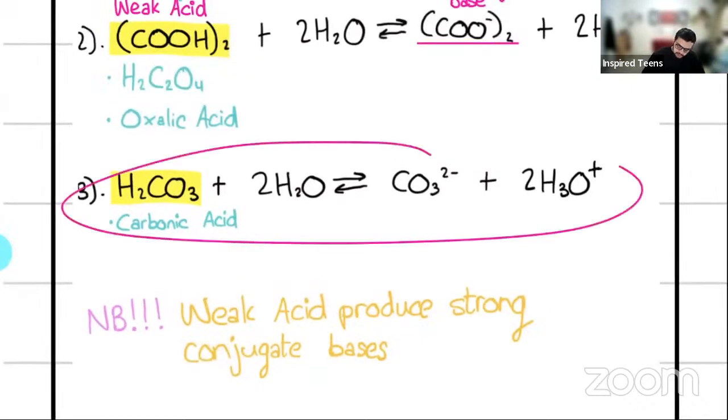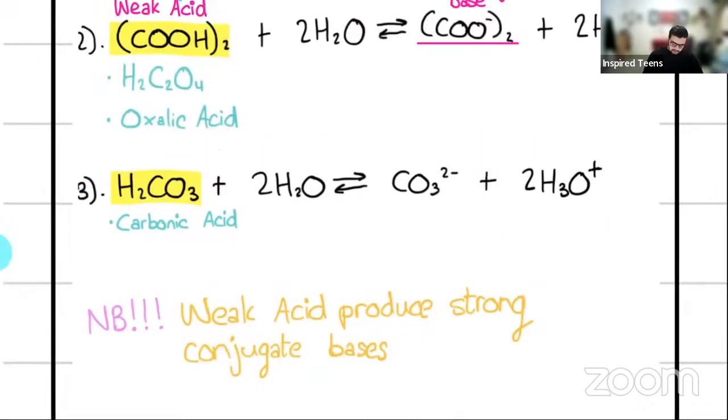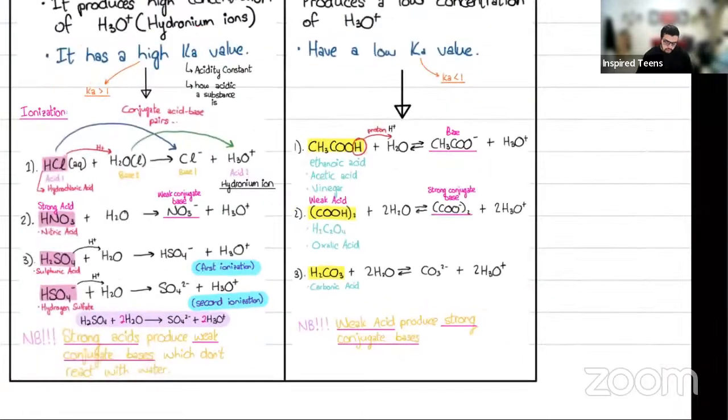Then we have carbonic acid, also a diprotic acid, right? So we show that balancing. This forms a strong conjugate base, CO3 2 minus. Okay, this is known as carbonic acid. Important: weak acids produce strong conjugate bases, right? We did one of the examples. Weak acids produce strong conjugate bases.